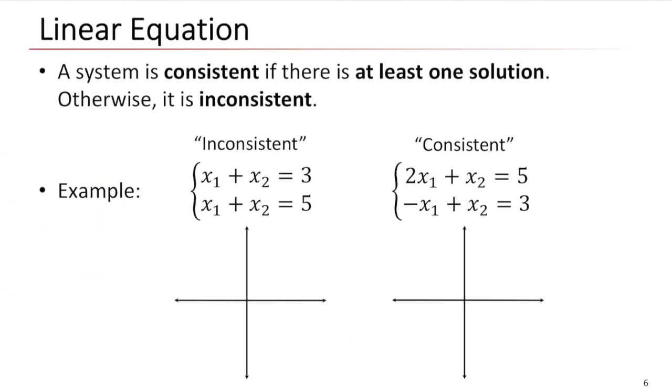Okay, let's move on to the consistency. A system of linear equations is consistent if there is at least one solution. Otherwise, it's going to be inconsistent.